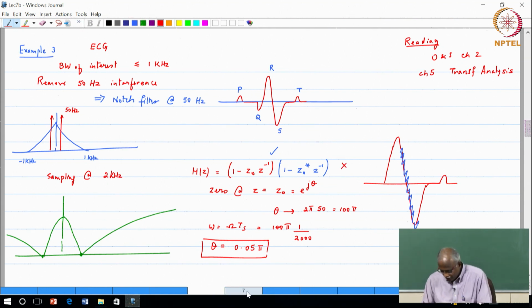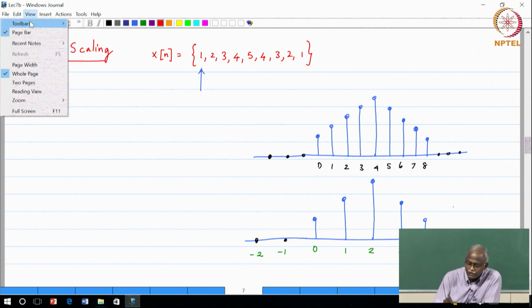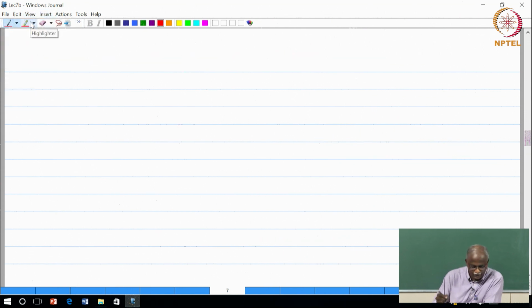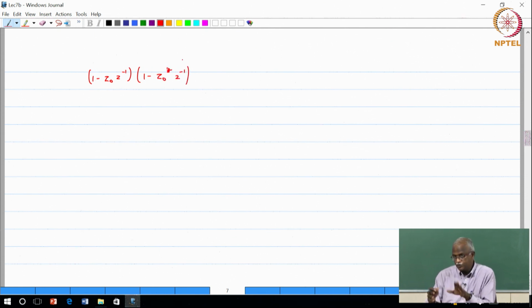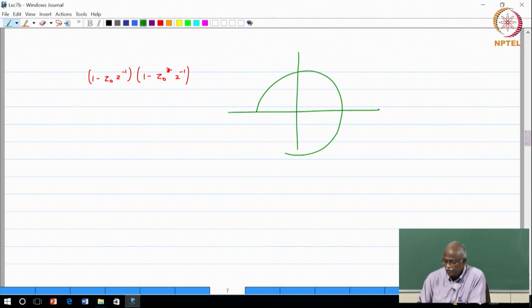Before we go further, let me also ask you a couple of related points. If I have 1 minus Z0 Z inverse, 1 minus Z0 conjugate Z inverse, these are the zeros we have looked at. Can you tell me what the pole-zero plot looks like, just for completeness? So, this is the unit circle. I have a 0 at Z0 and a 0 at Z0 conjugate, they will be on two sides, you can locate them.